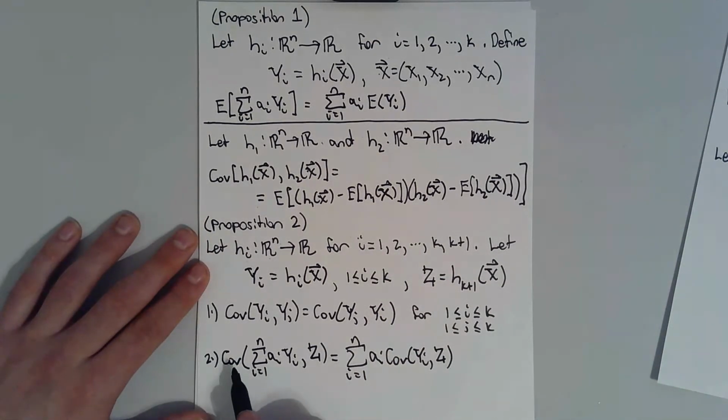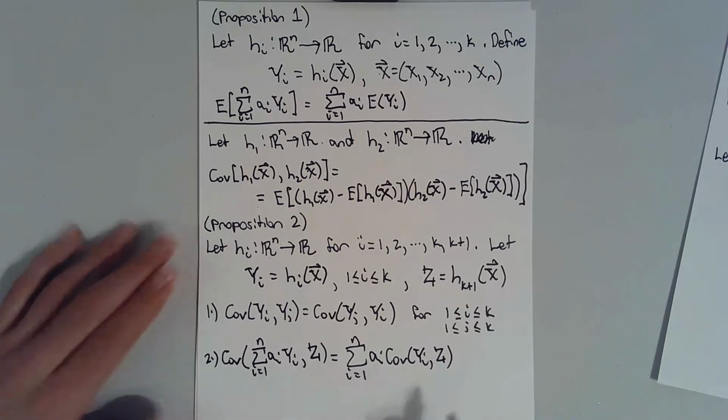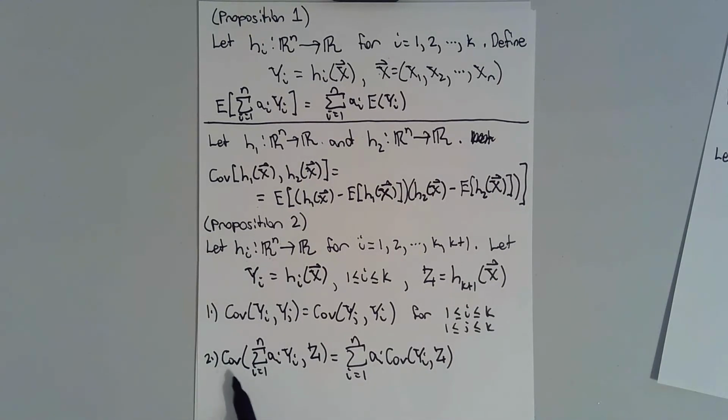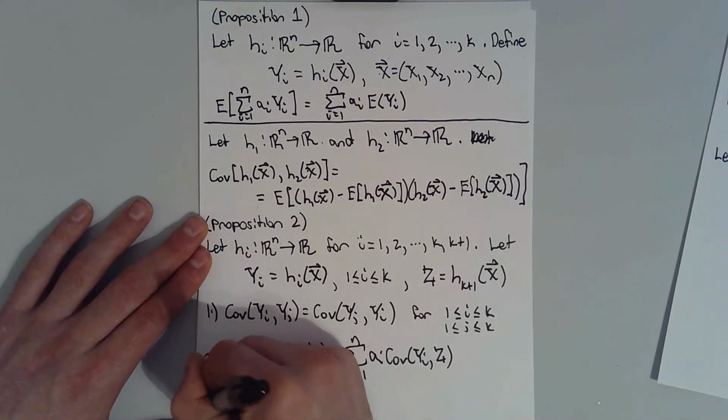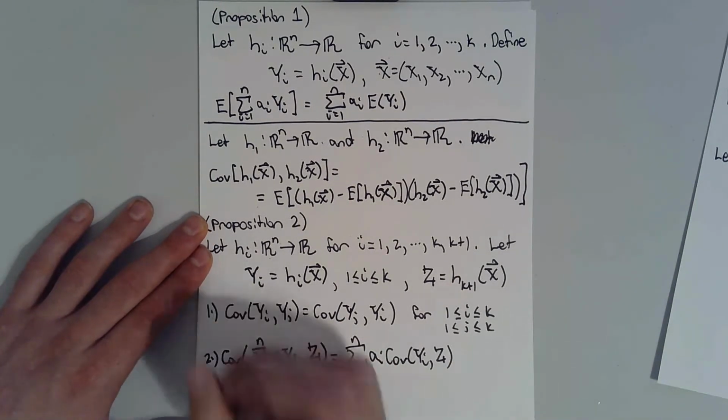the covariance operator is linear in the first component. In other words, the covariance of a linear combination is the linear combination of covariances, where the second component remains fixed. So in other words, covariance distributes over linear combinations in the first component. Putting 1 and 2 together, we have 3.